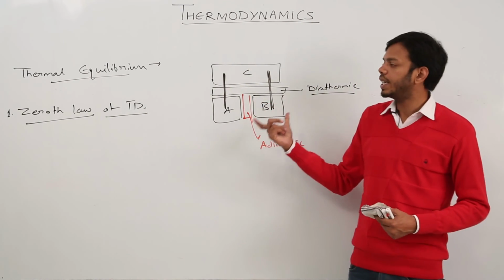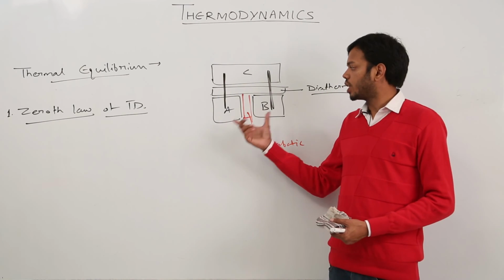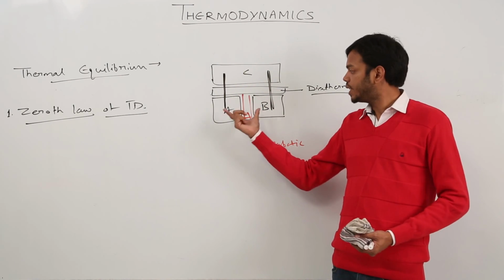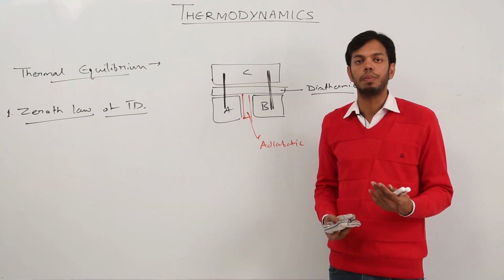If two systems are in thermal equilibrium with a third system, then these two systems are also in thermal equilibrium with each other.